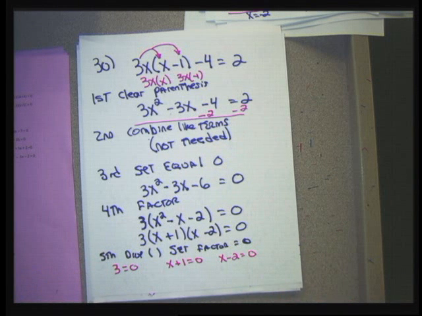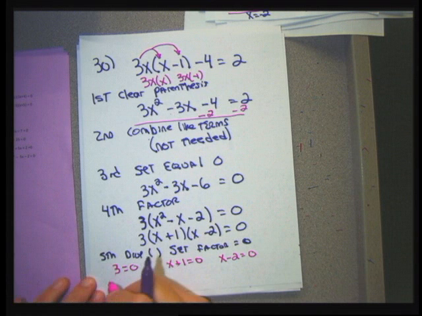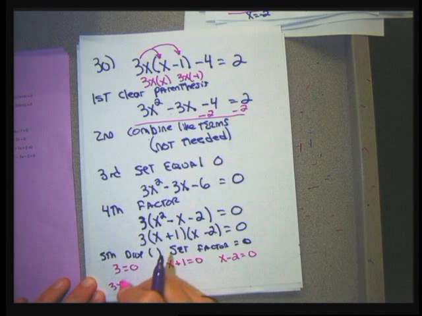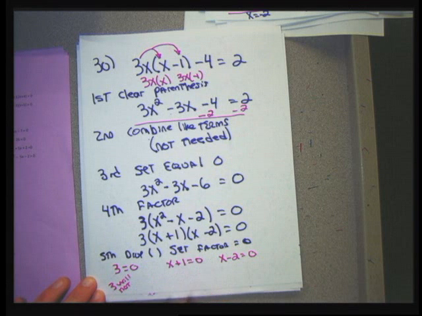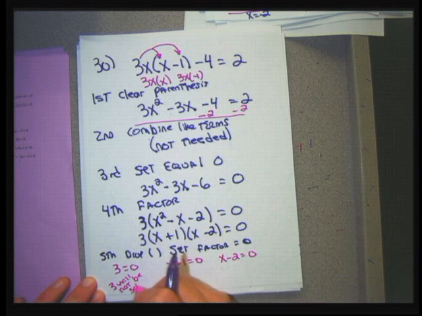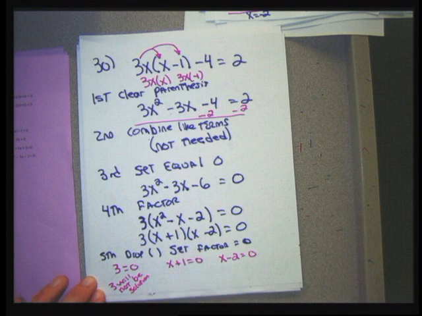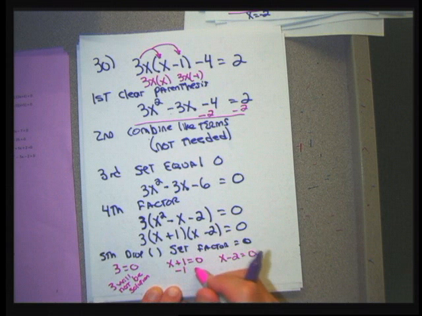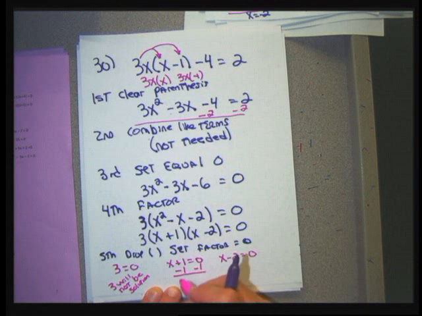So I set each factor equal to 0. Only factors with x's give solutions that check. 3 is not going to check. 3 will not be a solution. Even though this says 3 equal to 0, a factor without an x will give a solution that doesn't check. I can immediately discount this, and I'll show you that it doesn't check here in a second. But 3 is not going to be a solution. The other 2 solutions that I get from the factors that have x's will be solutions that check.